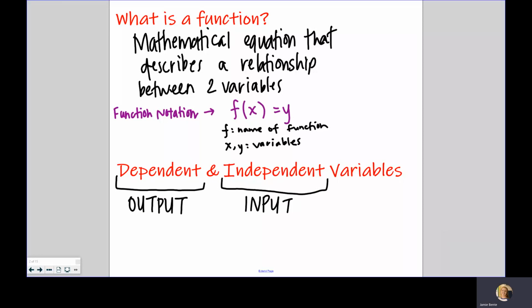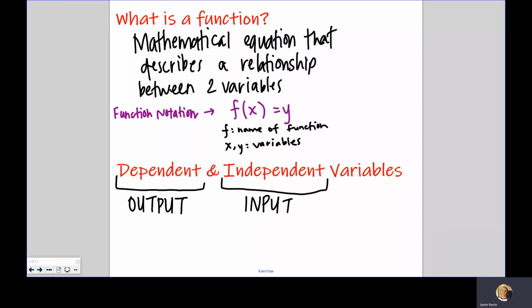The value of the independent variable does not rely on the values of the other variables in the equation. But the dependent variable is different. The value of the dependent variable depends on the value of your independent variable. It depends on the value of the input. So that's why they call it the dependent variable, because its value depends on the other variable.